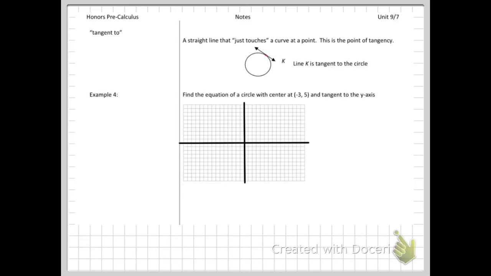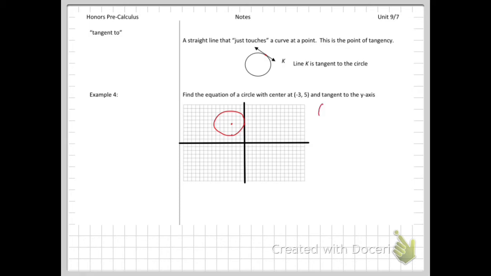Center at negative 3, 5. Tangent to the y-axis means it just touches the y-axis at 1 point. So I went 3 in that direction. I don't need to sketch the whole thing because I'm just finding the equation.